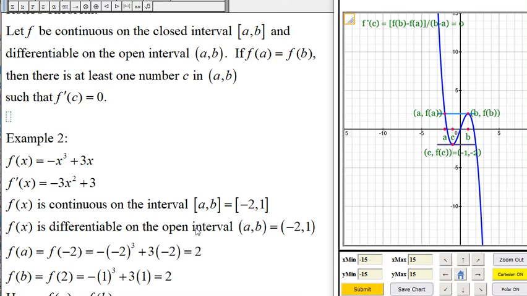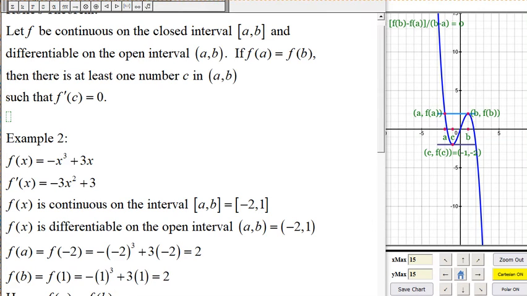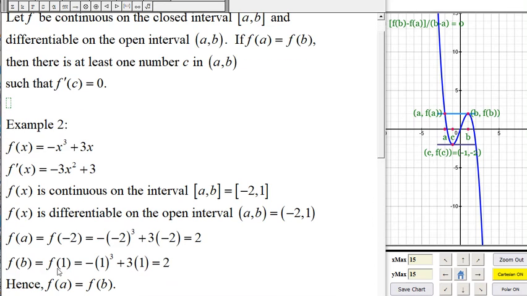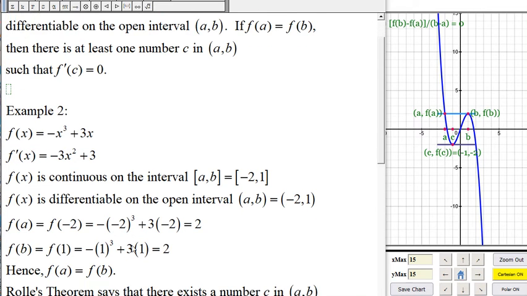f(b), or f(1). And so go back to the function, in the place of x, put 1. We get negative 1 to the third plus 3 times 1, which is 2. So f(a), or f(negative 2), is 2. f(b), or f(1), is 2. And therefore f(a) is equal to f(b).